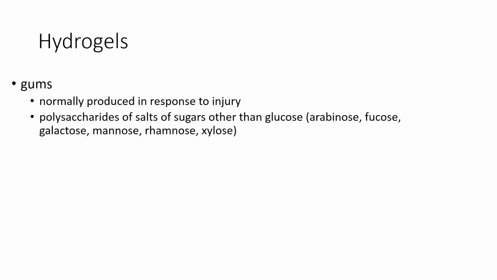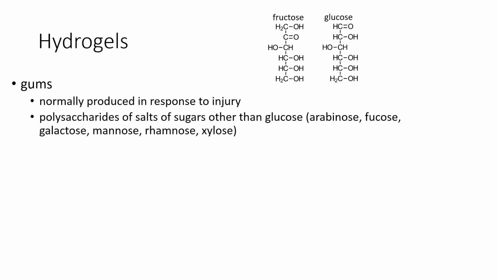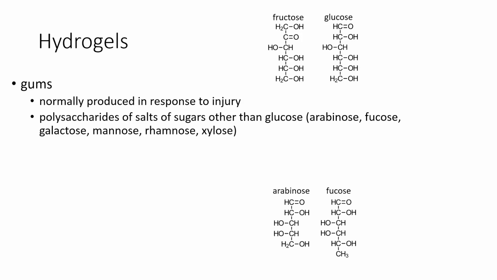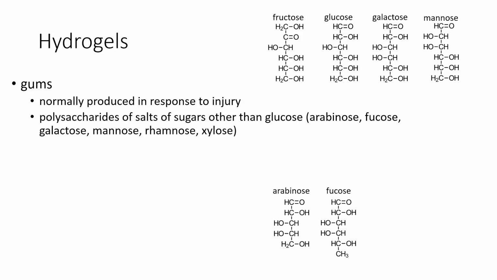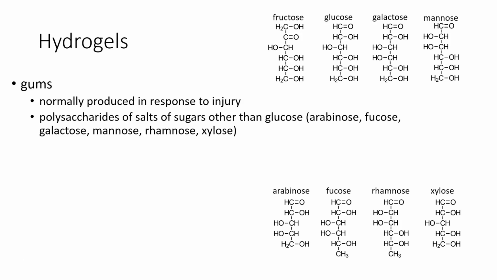Gums are polysaccharides of salts of sugars other than galactose. Remember that our two main sugars that we find in plants are going to be fructose and glucose. Gums are going to have things like arabinose, fucose, galactose, mannose, rhamnose, or xylose. You can see that these are all fairly similar. We're looking at salts of these materials. They're bound onto a potassium or a calcium, which is going to give them a little more solubility.